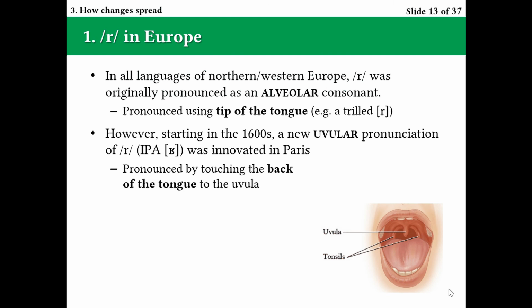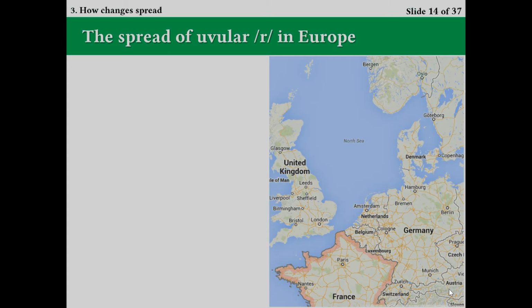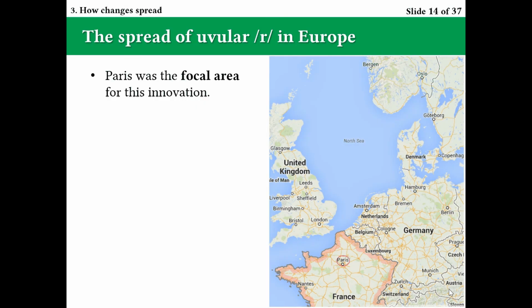So uvular R, rather than using the tip of your tongue to produce the R, you actually take the back of your tongue and touch it to the uvula, which is that thing that hangs down in the back of your mouth. So it's very different in terms of articulation, but the acoustic effect is similar enough to an alveolar R for it to be considered a type of R. So this was an innovation, and Paris was the focal area, and not surprising. I just told you that focal areas tend to be big cities, and of course Paris is very big, culturally active, and an economically important city.